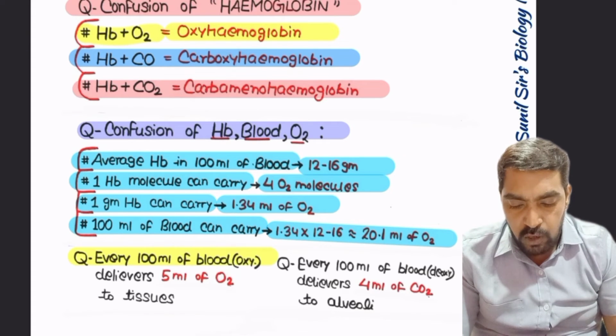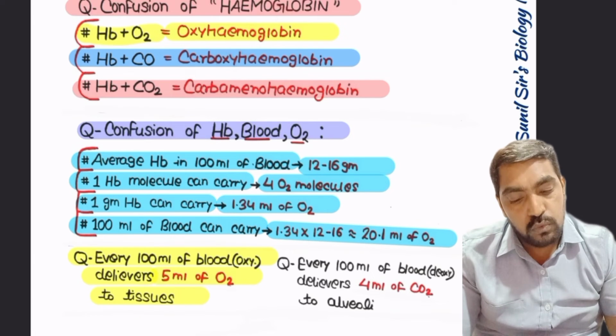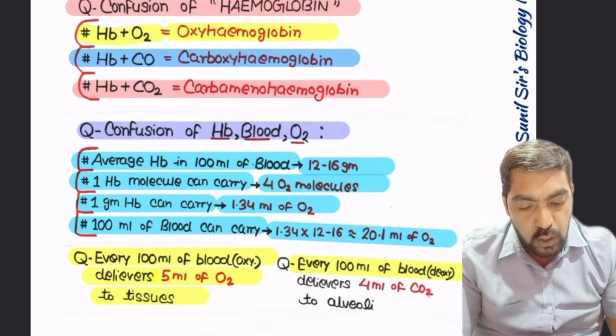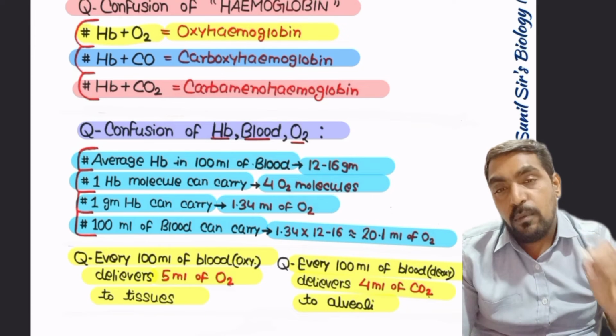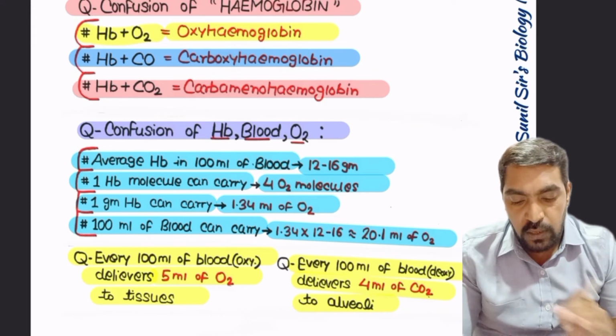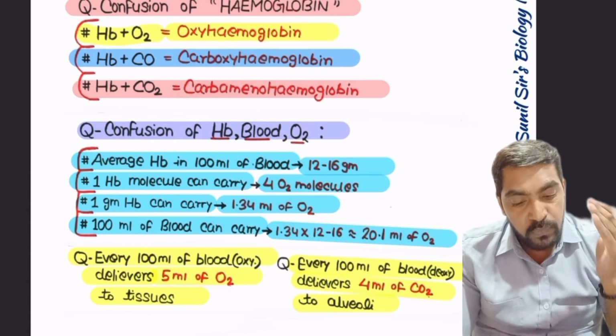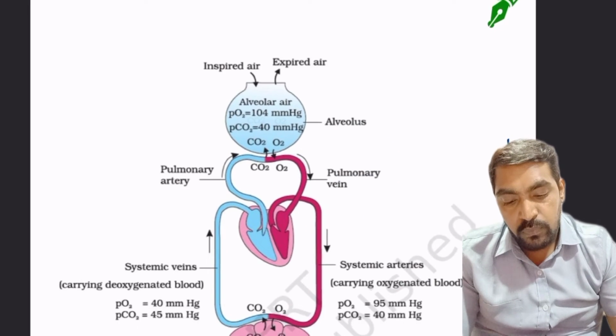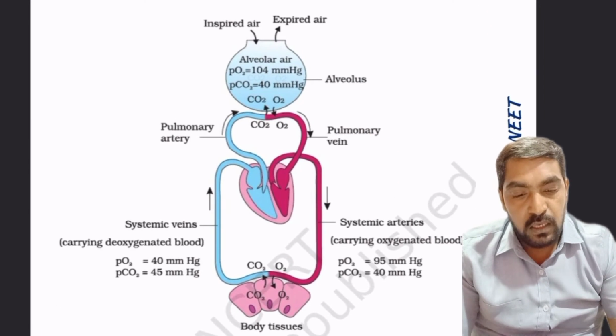Remember, every 100 ml of oxygenated blood delivers 5 ml of oxygen to tissues. And every 100 ml of deoxygenated blood delivers 4 ml of carbon dioxide to alveoli. Very important. Oxygen 5 ml and carbon dioxide 4 ml. Take a look at this diagram. It's very important.